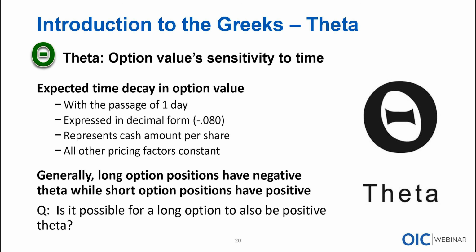So let's look at our next Greek here. We've got theta. And the reason that we look at theta is, again, that time decay. So as the days go by, with the passage of one day, the option is going to decrease by a value or by a percentage, and that value or percentage is known as theta. Generally, long options have negative theta and short options have positive theta.